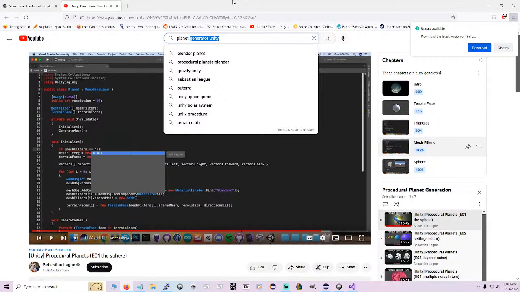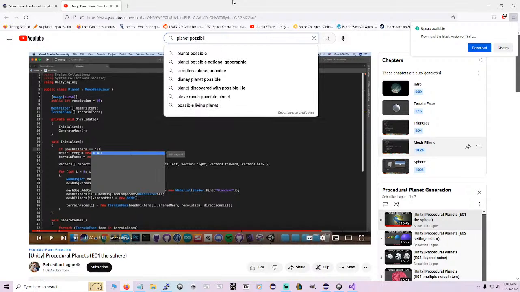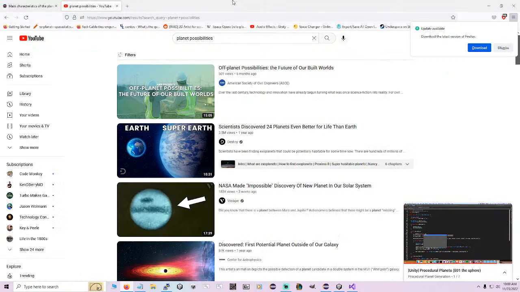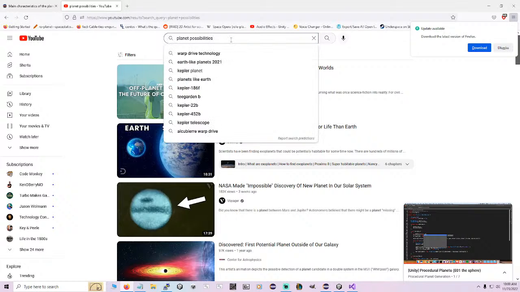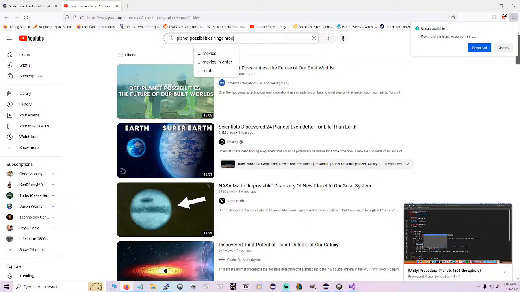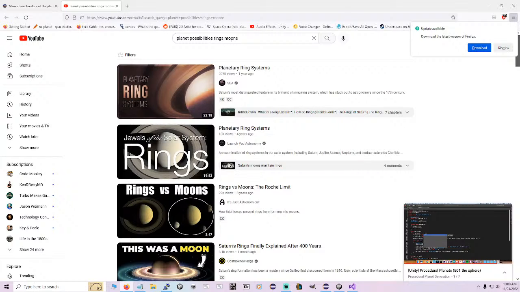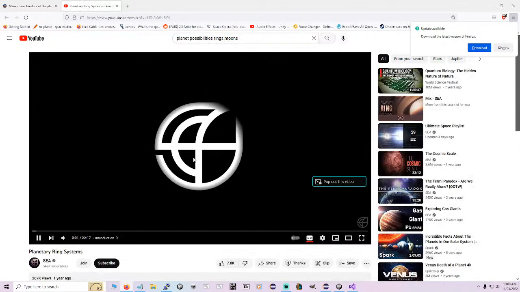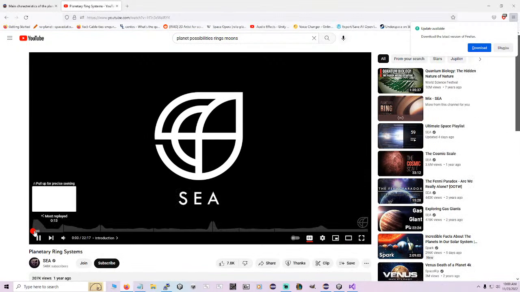Planet possibilities. If you go, a ring. I just look at planet possibilities. Rings, moons. I try ring system. Okay, let's just start with a ring system. It's better. I want general lore right now. What are these things?